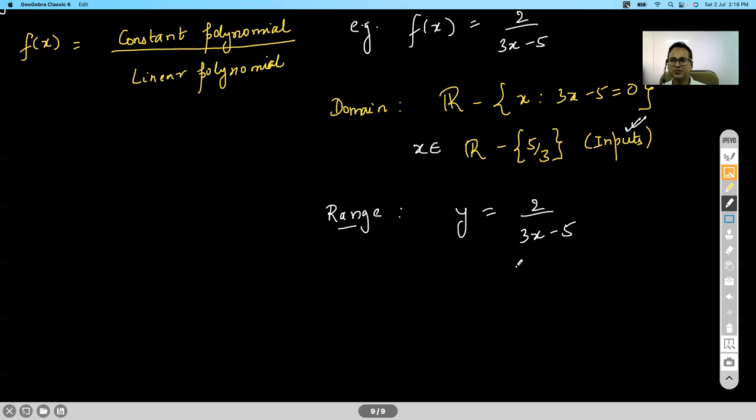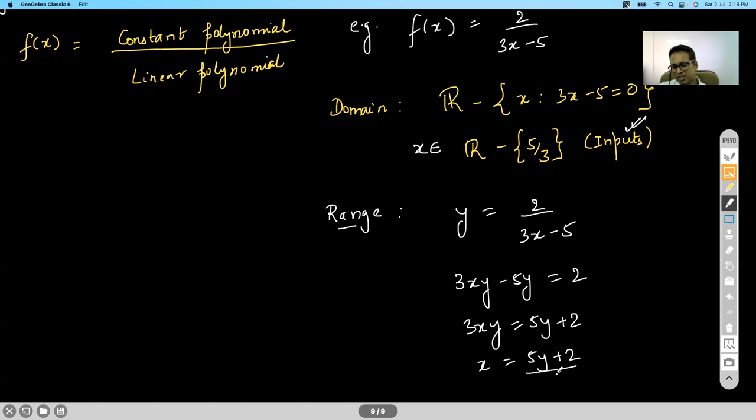The first step is you make x the subject of the formula, right? Now, why do we do that? I'll tell you the reason behind it. So first, I will try to make x the subject of the formula. So from this expression, let's take it to the other side. Send the 5y to the other side and divide by 3y. So basically what I have done is made x the subject of the formula.